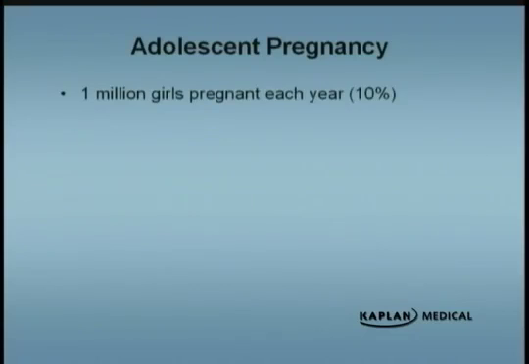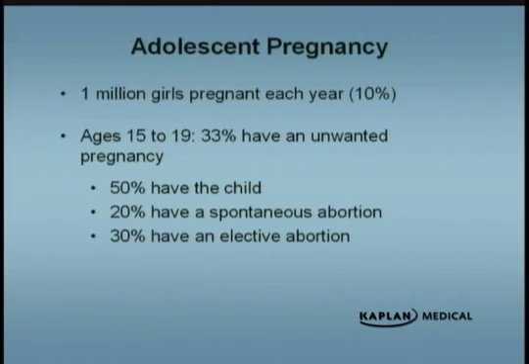Since we're talking about teenage mothers, let's go on to talk about adolescent pregnancy. Roughly 1 million teenage girls become pregnant every year in the United States. That number's come down just a little bit over the last several years, but the round number, 1 million, is still a pretty good number to remember. Please note that's roughly 10% of all teenage girls. One of the reasons why the 1 million number has come down over the last several years is the number of teenage girls we have in the population has actually gone down a little bit as well.